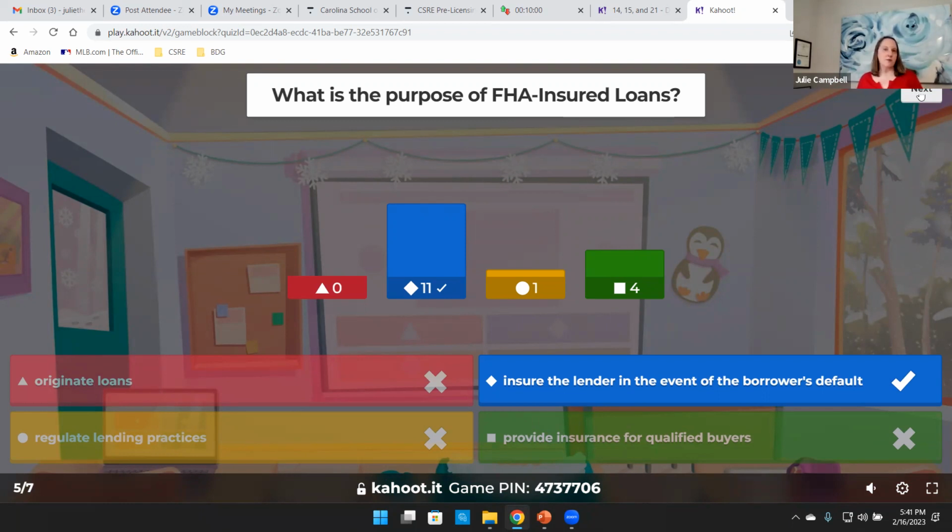FHA and VA are government-backed loans, which means they offer a safety net for the lender to fall into. You know, like the trapeze artists. Think of the borrowers as the guys up on the things, and the lenders down there to catch them in case they fall. Questions on this one?